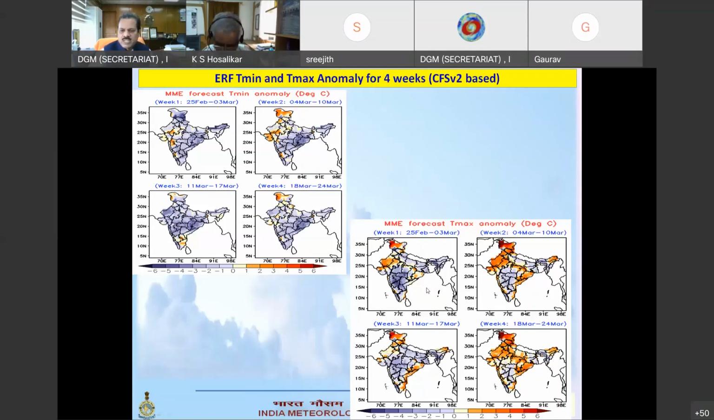Similarly, if I consider the maximum temperature, it indicates that for the week 4th March to 10th March, we can expect above normal maximum temperature over most parts of northwest India and some parts of central India, across northern parts of MP, northern parts of Chhattisgarh and Odisha, and some parts of North Andhra Pradesh. We can expect below normal maximum temperature in the remaining parts of the country.